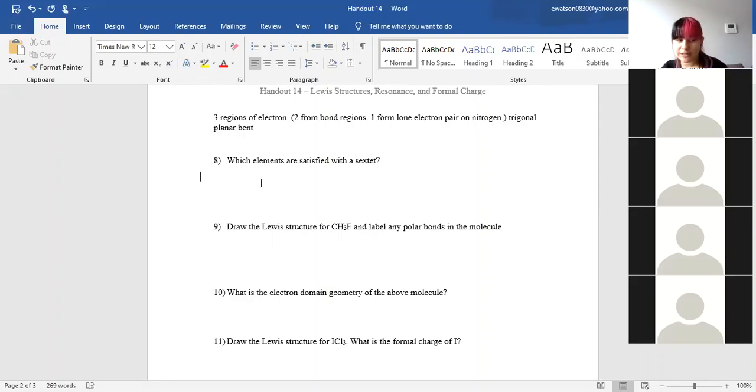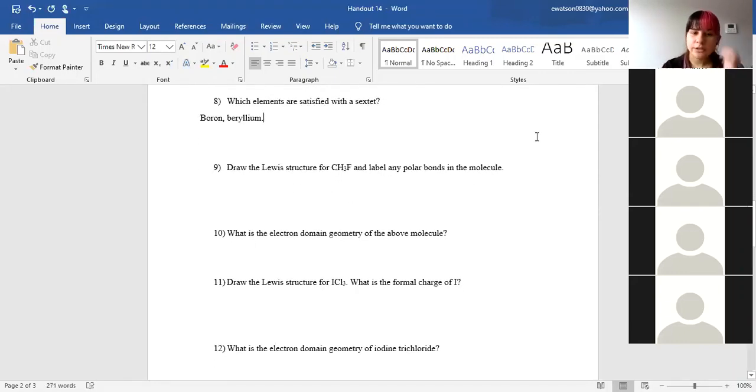We also went over it yesterday. Yes. Boron is the really big one, and then the other one is beryllium. But boron is definitely the biggest one that you would most likely see. Okay.